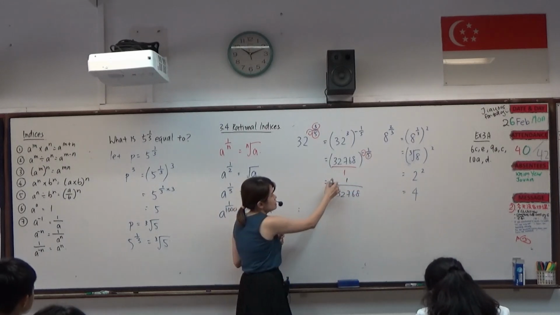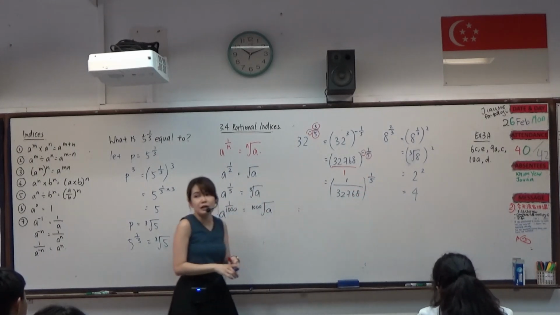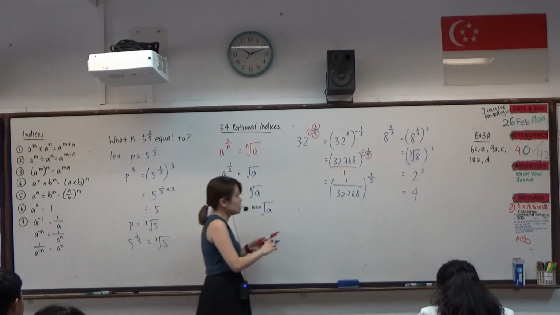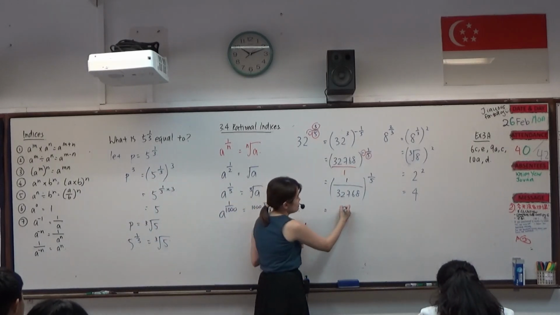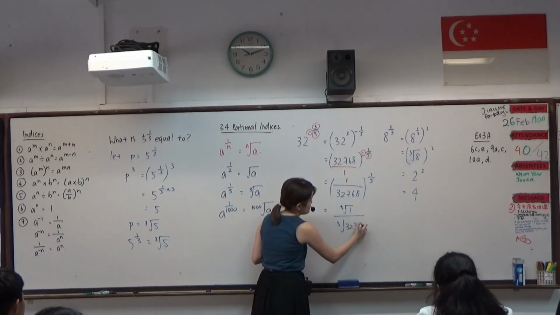So the negative is resolved already. I'm left with a power of 1/5, for which I'm looking at the 5th root of 1 and the 5th root of 32768.